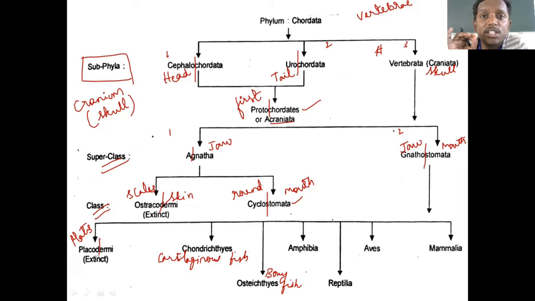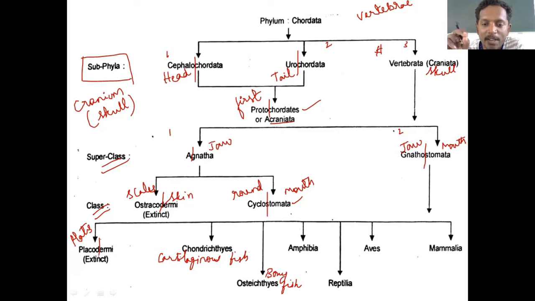I'm showing it on the screen now. The ear is a soft, flexible bone, so this is cartilage. The nose tip is cartilage. The endoskeleton of these fishes is cartilage. That's why the name Chondrichthyes, or in English, cartilaginous fishes.